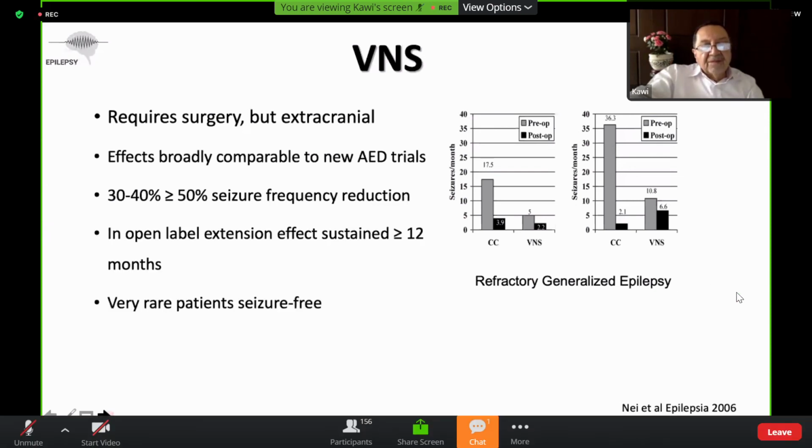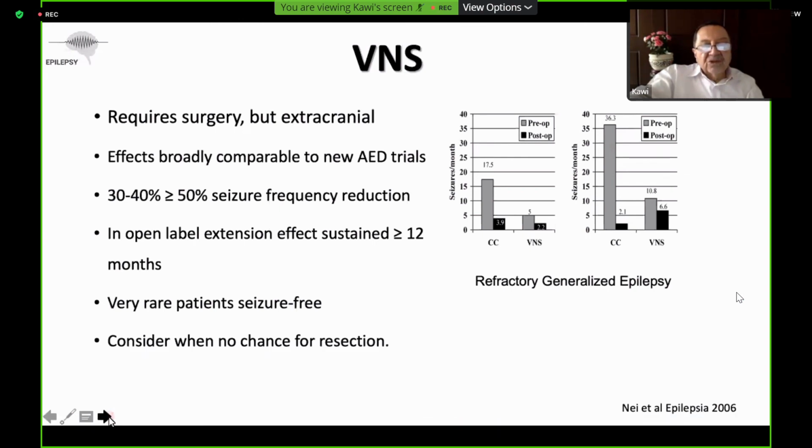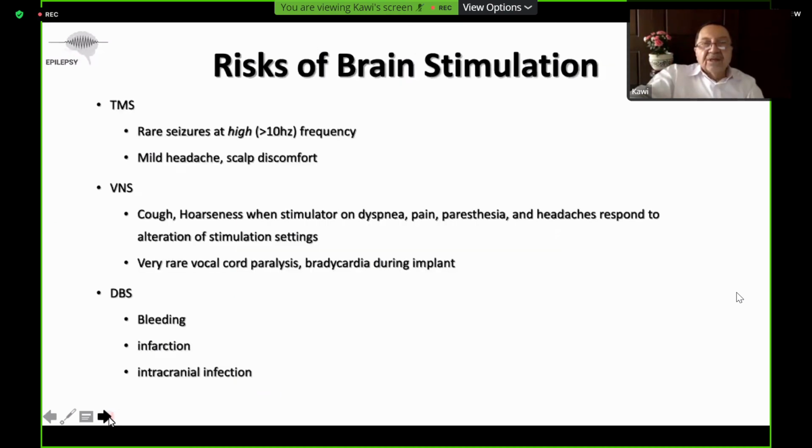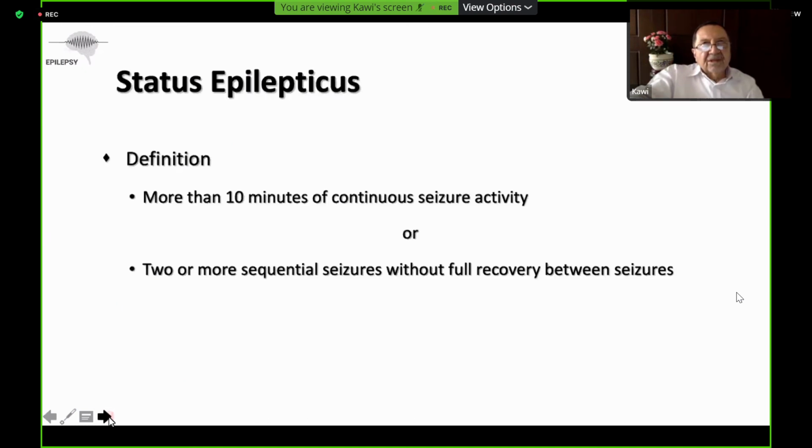Very rare that patients get seizure-free with it, and it is considered when there is no chance for resection of a lesion that is causing the abnormalities. This is the transcranial magnetic stimulator. There are some risks for brain stimulation, which you don't have, you just have to have an idea about it, but it is in the realm of specialty for neurosurgery and neurology.